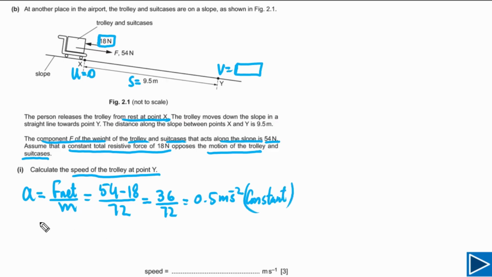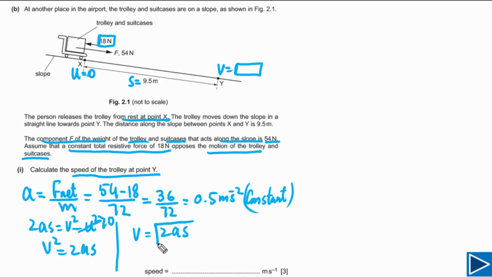As this acceleration is constant, we can use 2as is equal to v squared minus u squared. These are kinematic equations for constant acceleration. From here, u is equal to 0, as given to us. We can write v squared is equal to 2as, or simply v will be equal to the root of 2as. So this is v. Now we need to plug in values.